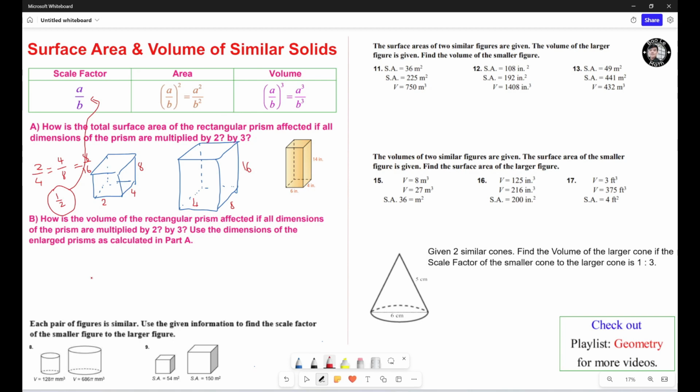Now, if we want to calculate the area ratio, we just square the scale factor, which is A over B all squared. In this situation, it should be 1 over 4. This is 1 over 2. Now, if we want to calculate the volume ratio of these two figures, it's going to be A over B cubed, which is 1 over 2 cubed. It's going to be 1 over 8.